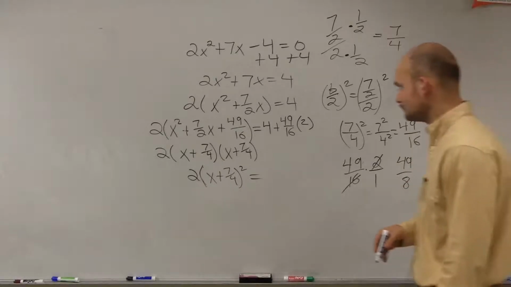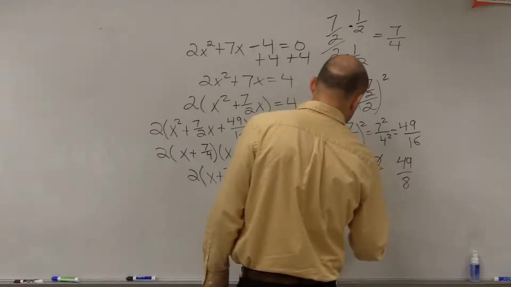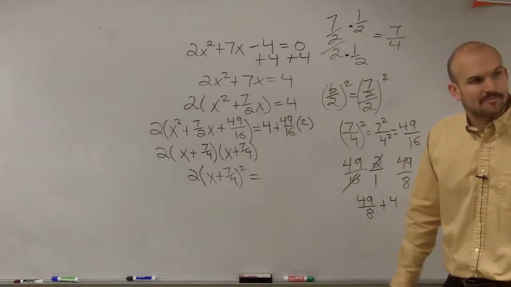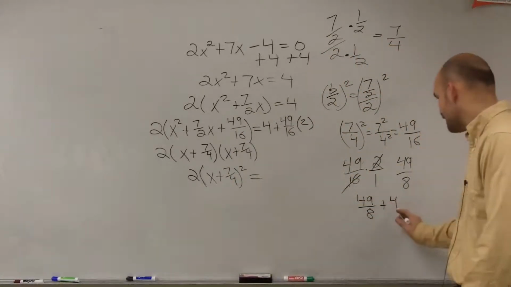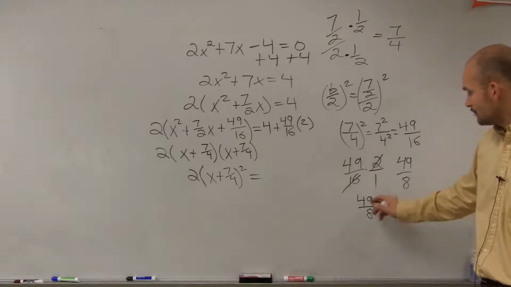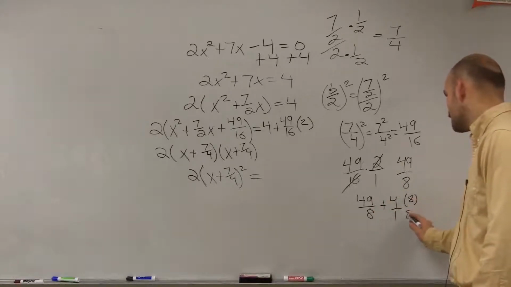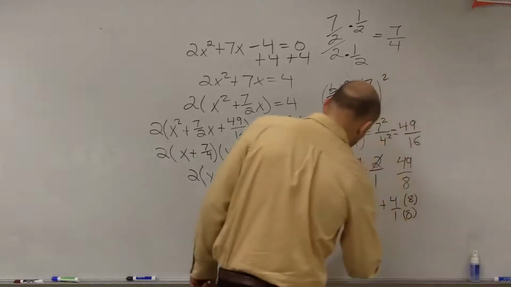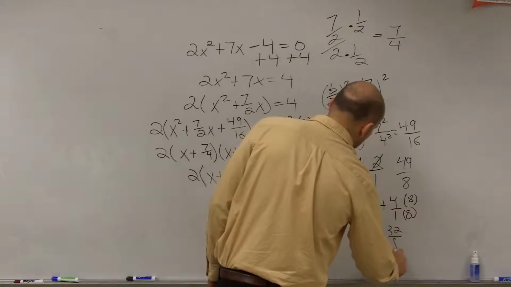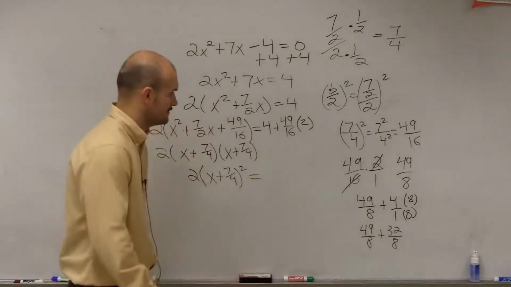All right? So then I have 49 over 8 plus 4, because we have to add it to 4. So how do you add 49/8 plus 4? You have to get them to be the same denominator. If this is 8, I need to get this to be 8. So you multiply by 8 over 8. So you have 49 over 8 plus 32 over 8, which ends up equaling 81 over 8.